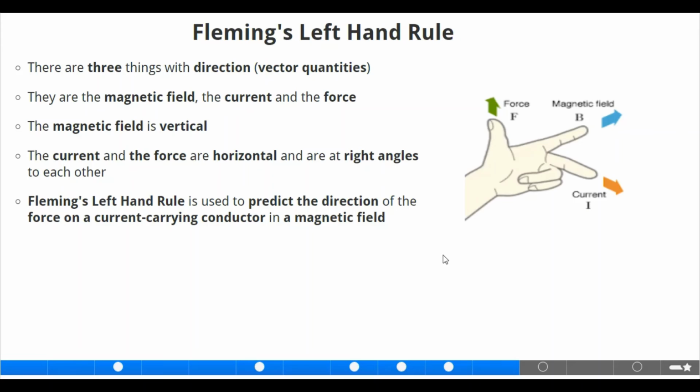Fleming's left-hand rule is used to predict the direction of the force on a current-carrying conductor in a magnetic field. Let me state it again. Fleming's left-hand rule is used to predict the direction of the force on a current-carrying conductor in a magnetic field. This has been illustrated with the use of the thumb, the first finger, and the second finger. The first is always on the thumb. The first finger takes the magnetic field, and the second finger the current.